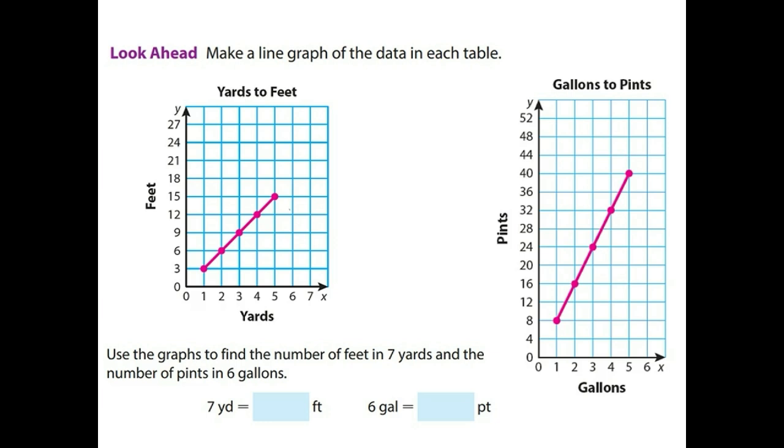Then it says, use the graph to find the number of feet in 7 yards and the number of pints in 6 gallons. So we've got 7 yards, and we need to know how many feet there are going to be. Take it up here and take it across here. That is going to be 21. And then 6 gallons. Take it up here and across here. It's going to be right there. That's going to be 48 pints.